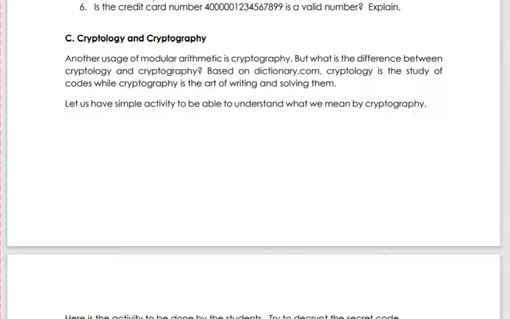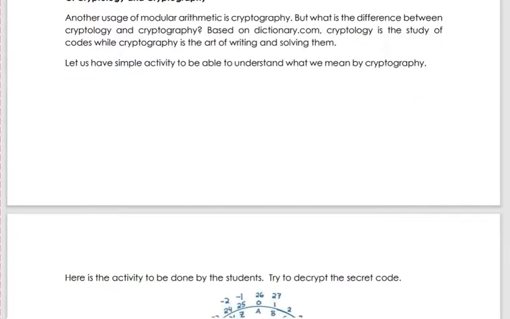For this discussion video, we will focus on one of the important applications of modulo arithmetic, and this one is on cryptology and cryptography. So another usage of modular arithmetic is cryptography. But what is the difference between cryptography and cryptology? Based on the definition, cryptology is the study of codes, while cryptography is the art of writing and solving them. So we will have to use this in a certain application.